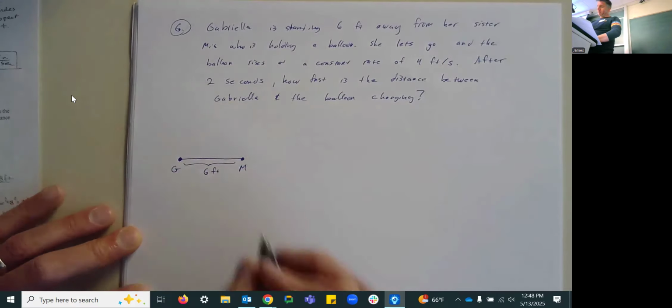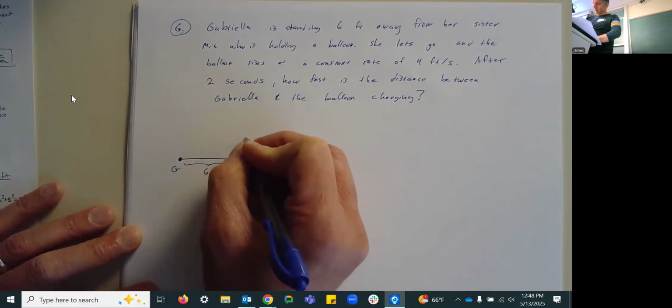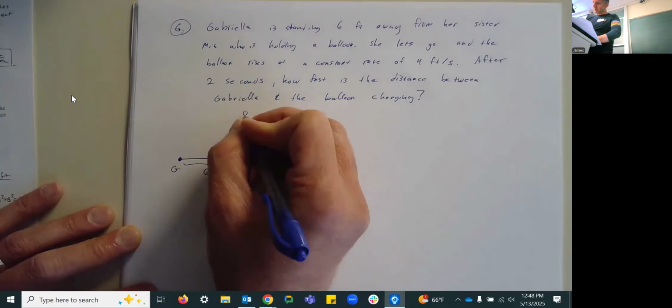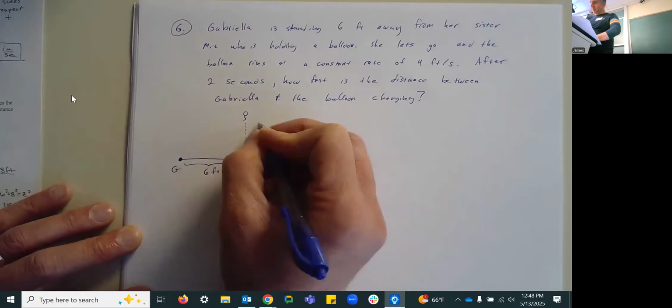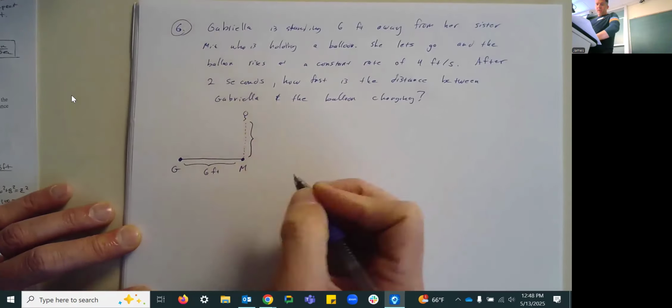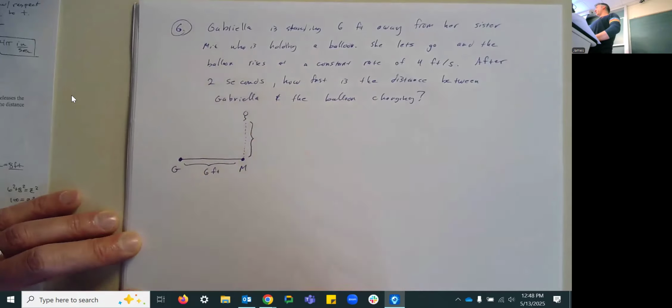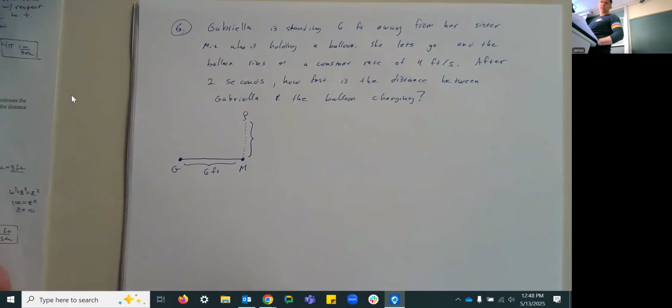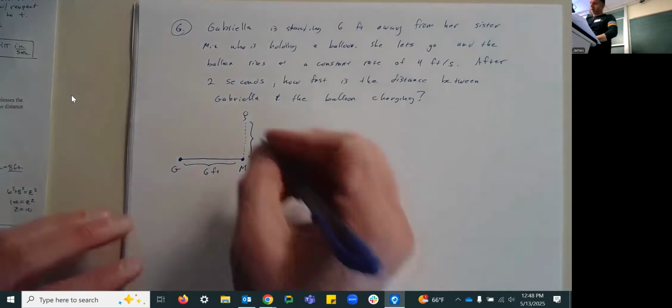But then Mia lets go of the balloon and starts going up, up, up. And this distance from Mia to the balloon is changing. So we're going to give it a variable name. Typically for a vertical distance, I like either y or h. H for height, y because that's usually our distance. So I'm going to use y here.